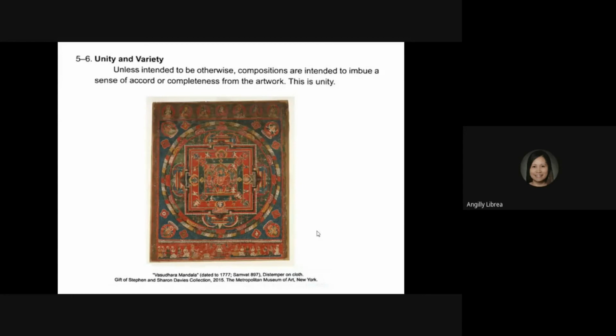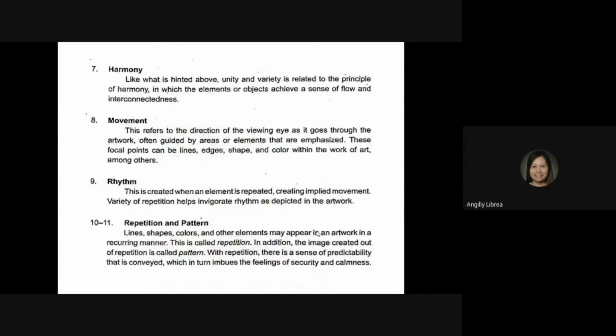Seventh is harmony. Like what is hinted above in the previous elements, unity and variety is related to the principle of harmony, in which the elements or objects achieve a sense of flow and interconnectedness. We can achieve harmony by looking into whether the elements are unified according to the variety as well, and that there is a sense of flow, and all the elements are connected. And how are they connected? Their interrelatedness or interconnectedness.